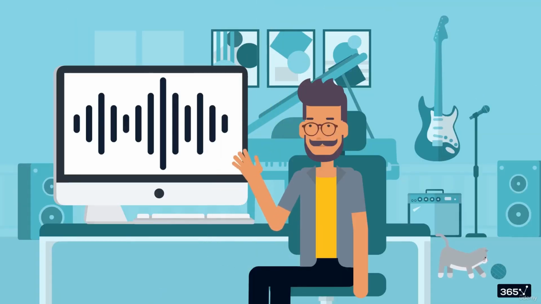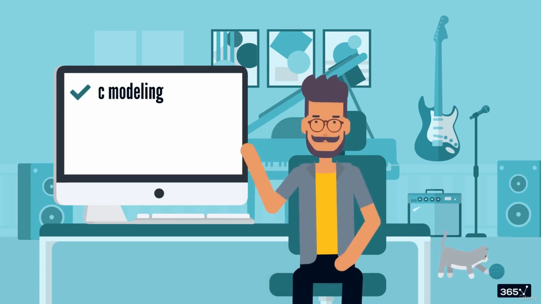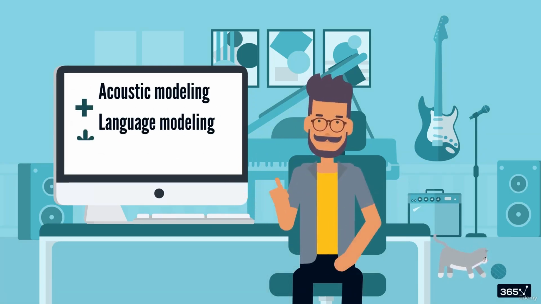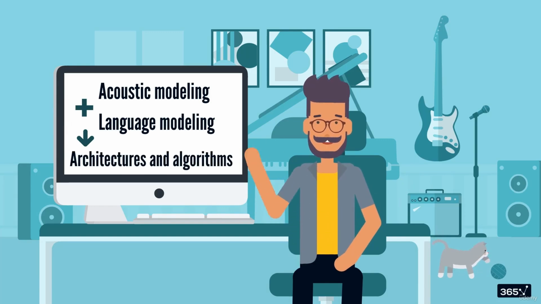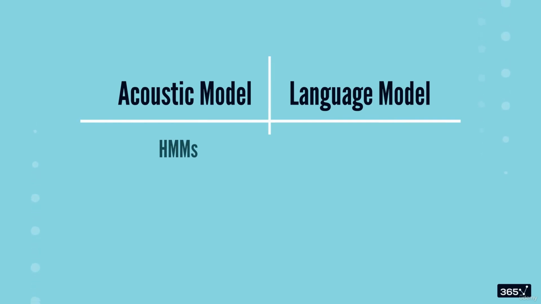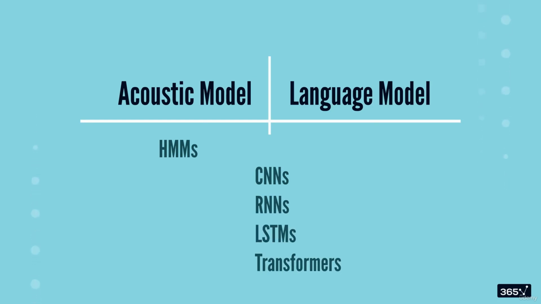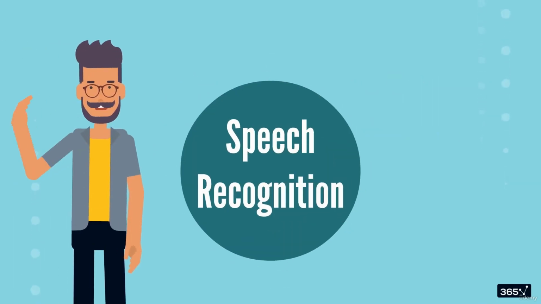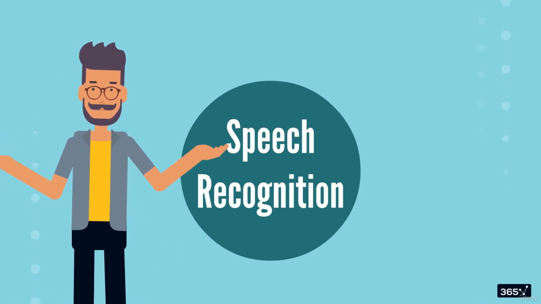Welcome back. In the previous lesson, we explored the concepts of acoustic and language modeling. Now, let's examine the model architectures and algorithms that drive these techniques. First, we'll cover hidden Markov models, which are mainly used for acoustic modeling. Then, we'll move on to the neural networks like CNNs, RNNs, LSTMs, and transformers, which drive acoustic and language models. This journey will show how the theoretical concepts we've learned turn into practical systems for recognizing and interpreting speech.